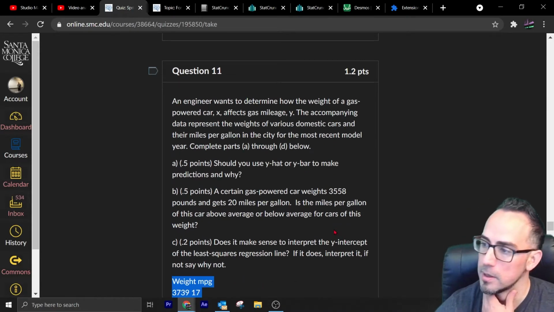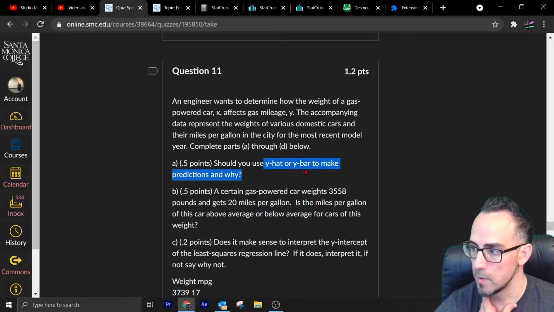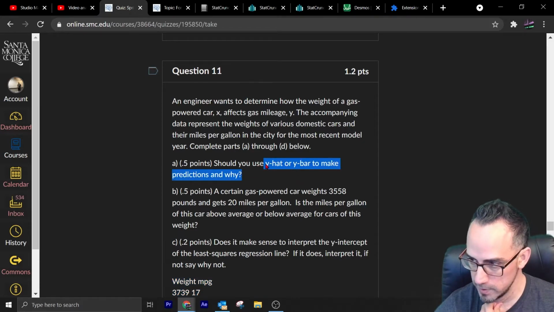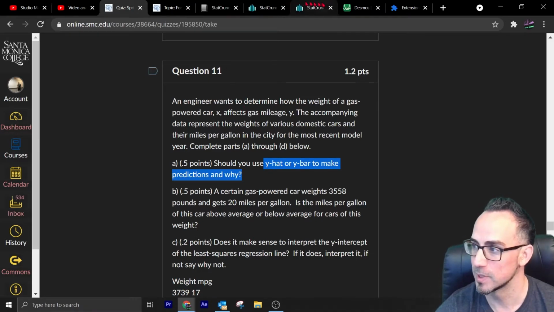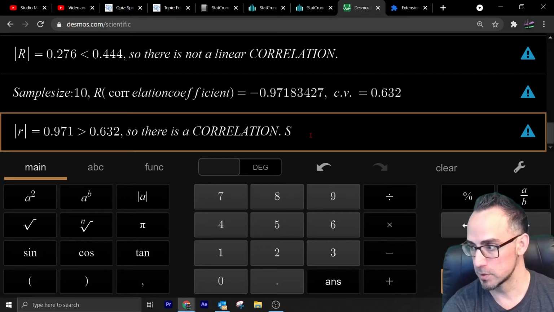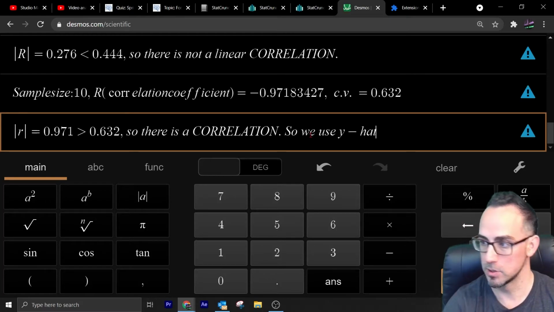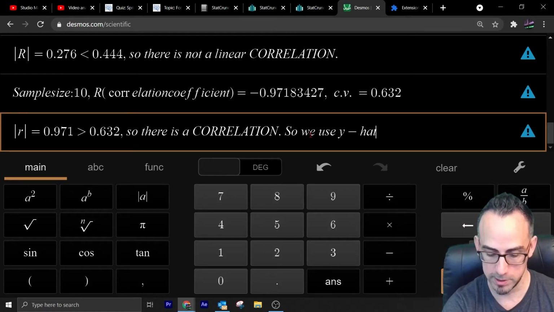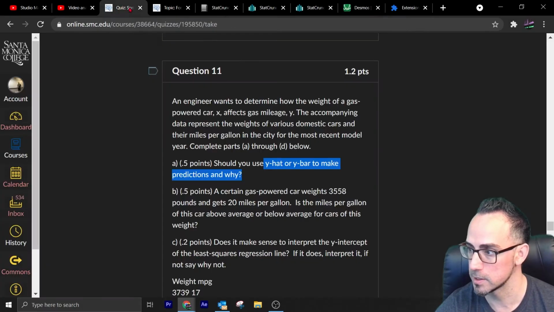That was part A. Now, we're actually not done with part A. Should you use y hat or y bar? Well, we're going to use y hat now. We just proved it. Since there's a correlation, we're going to use y hat. So we can write that down as our answer. We use y hat because there was a correlation. We showed that there was a correlation, and that tells us to use y hat to make the prediction. So you can write that on the test.